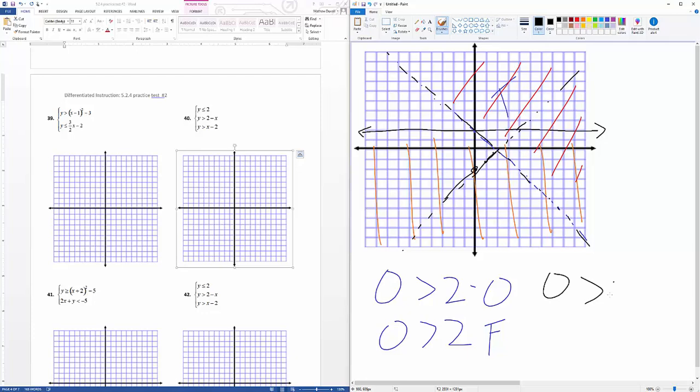Is 0 greater than 0 minus 2? Is 0 greater than negative 2? That is true. So this is the side that's true. Now wherever they overlap, that's going to be the answer, and we have to darken that, and that's going to be this little wedge right here. Now don't assume that it's always going to be whatever's in between all the graphs. Do not assume that. It just happens to be this graph in which they all overlap.